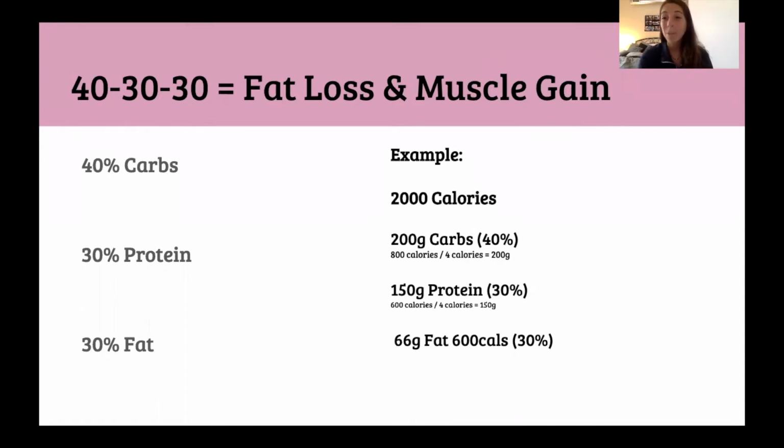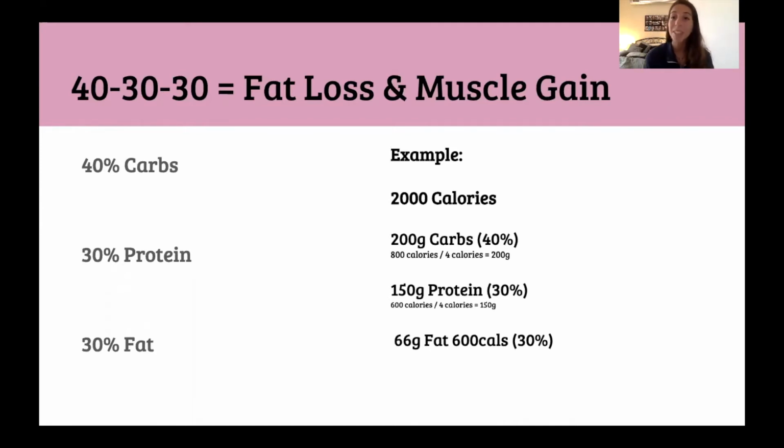So we would take 40% of the 2,000 calories, which would be 800 calories of carbs, because 40% of 2,000 is 800. And we would divide it by 4 because 1 gram of carbs is equal to 4 calories to get a total of 200 grams of carbs to eat. To figure out your protein, you would take 30% of 2,000 calories, which would be 600 calories. Then you would divide it by 4 because 1 gram of protein is equal to 4 calories, and you would get 150 grams of protein.